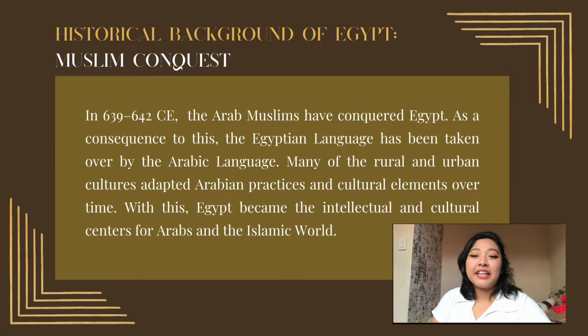The Muslim conquest occurred in 639 to 642 CE. The Arab Muslims conquered Egypt at this time. As a consequence, the Egyptian language was taken over by the Arabic language, hence why the official language of Egypt to this day is still Arabic. Many of the rural and urban cultures adapted to Arabian practices and cultural elements over time. With this, Egypt became the intellectual and cultural center for Arabs and the Islamic world.